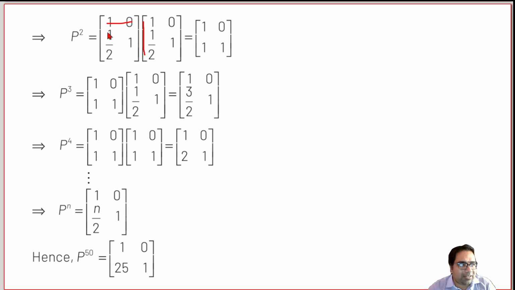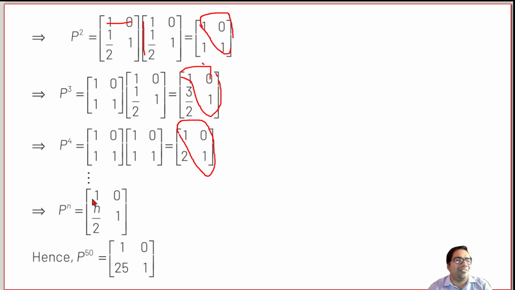Clearly we can see a pattern, right? So the 1, 0, 1 is static, it is not changing. But the second row, first column element, P21, in this case it is 3 by 2, in this case it is 4 by 2. In the case of 2, it is 2 by 2, that is 1. In the case of 1, it is 1 by 2. So we can clearly see P power n is looking like 1, 0, n by 2 and 1.